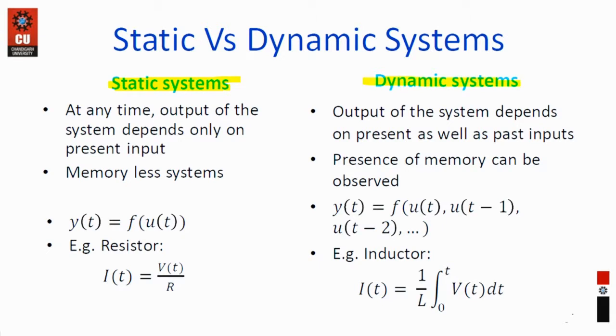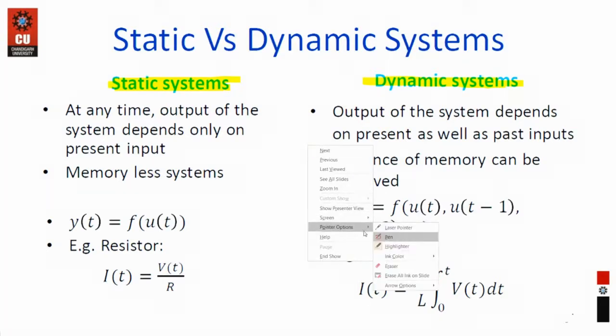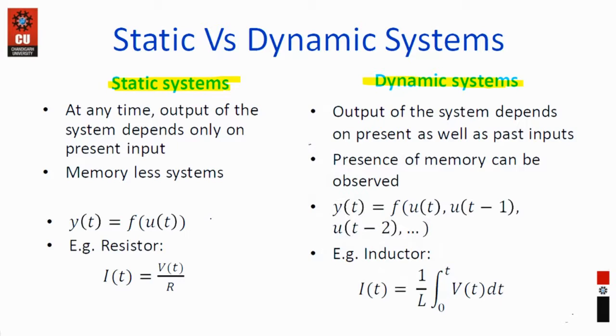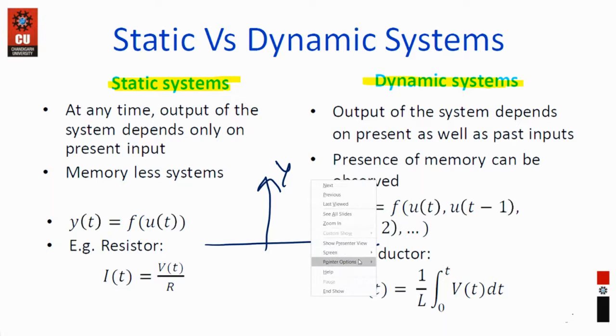But what is a dynamic system? It depends upon past as well as future. And when I'm saying past and future, you should remember the number systems that you studied in NAS. While drawing the number system, you say this is my time axis and this is my amplitude axis.